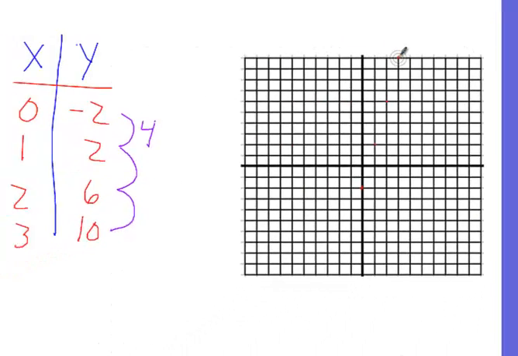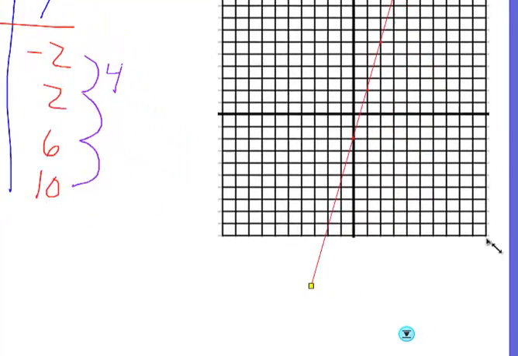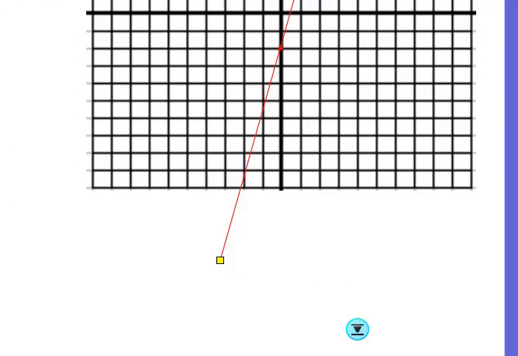Okay, so our 4 points are going to be, there's going to be 0 at -2. And then at 1 we're at 2. At 2 we're at 6. Okay, and then 3 we're up at 10. So again, we're just going to make our line. All right, so we're going to go there. Actually, I want it to be red. So we're going to draw our line. Going to extend it. And that's going to be our line that follows this table.